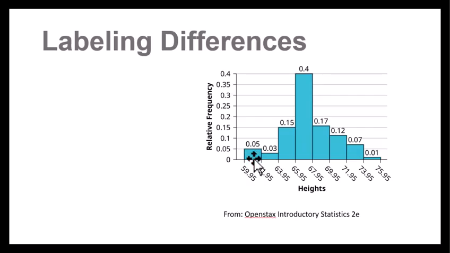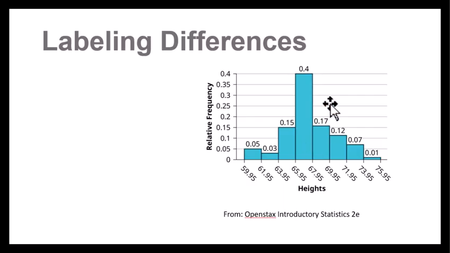So if I look at the very first bar here, the width of the bar goes from 59.95 up to 61.95. Those are representing a range of heights. And the height of the bar is 0.05, and you'll notice that these bars are actually labeled at the top of each bar just to make it easier to read, but that is the height on that vertical scale. So 0.05 would indicate 5% of people, or whatever was in this population, have heights between 59.95 and 61.95. And the next bar from 61.95 to 63.95 has a height of 0.03. That would be 3% of the total population.